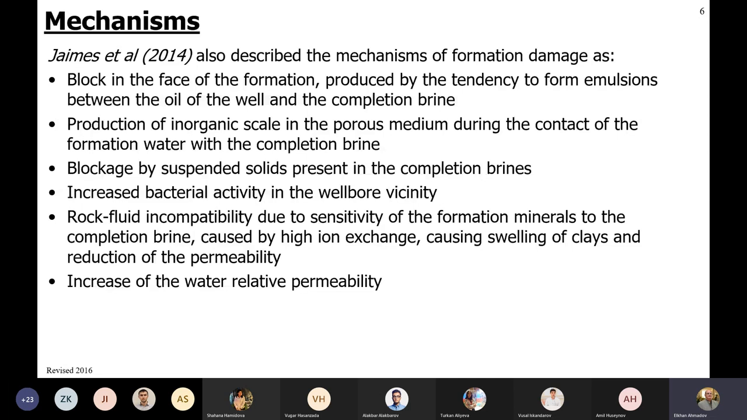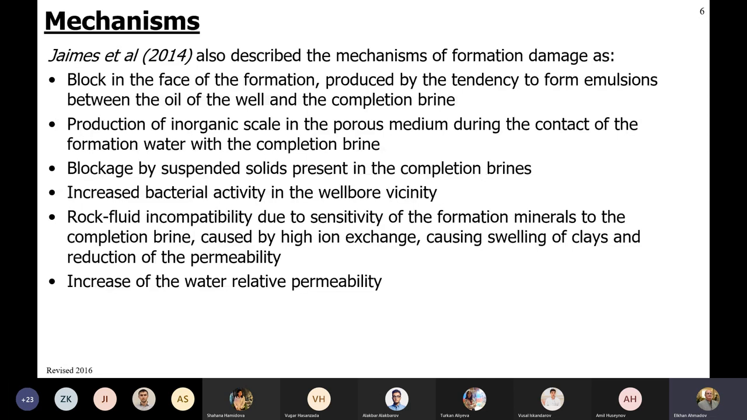So another description of formation mechanisms of the formation damage can be stated as a block in the face of the formation, caused by the tendency to form emulsions between the oil and the completion brine. So what's that? As you know, emulsions, which are a kind of mechanical mixture of water and oil, have a very high viscosity. So high viscosity means low flow or mobility capacity, and that is another mechanism of the formation damage, especially if it is within the near wellbore zone.